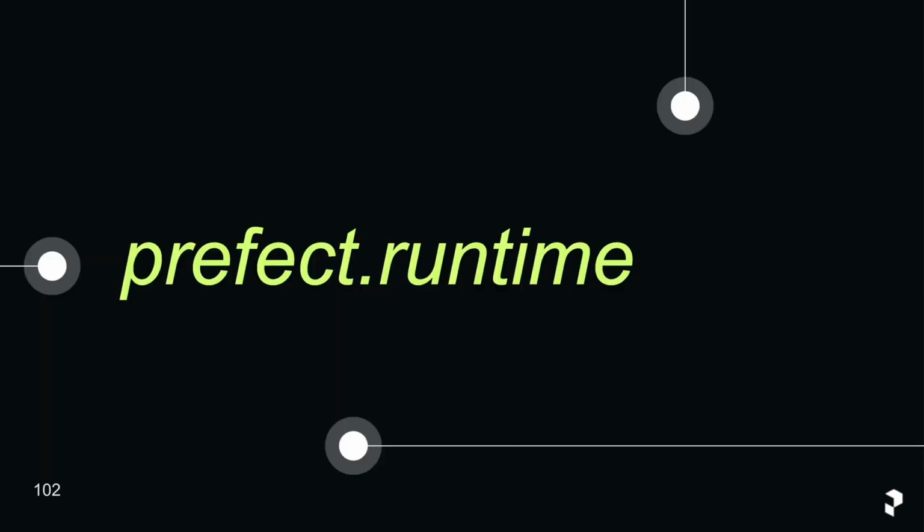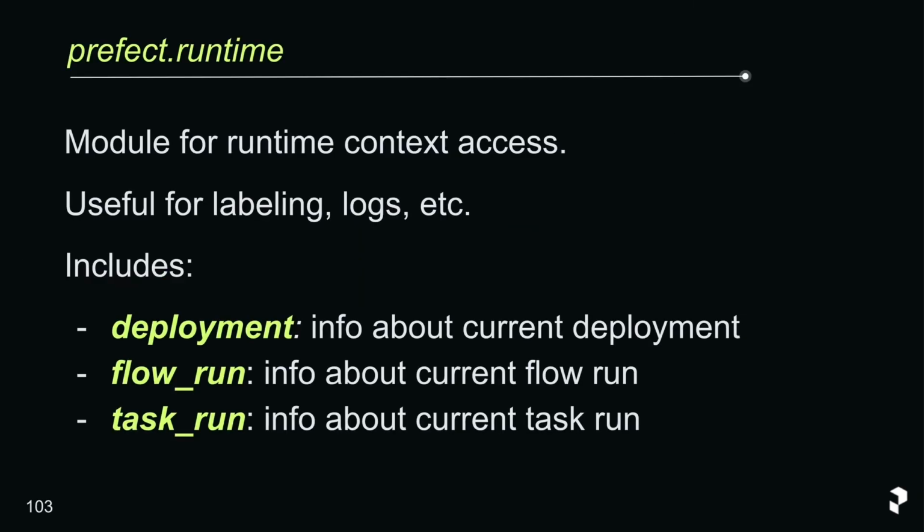Moving right along to Prefect Runtime. What is Prefect Runtime? It's a module for runtime context access. Many people use Prefect Runtime for labeling, logs, and other reasons. And the information that's incorporated into the Prefect Runtime includes a lot of data around deployments, flow runs, and task runs.